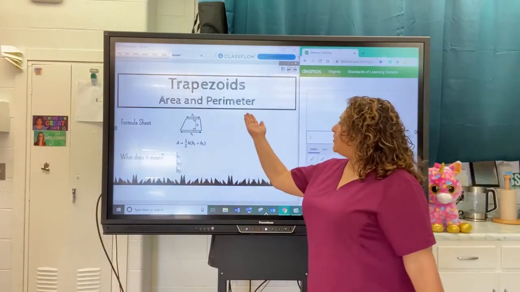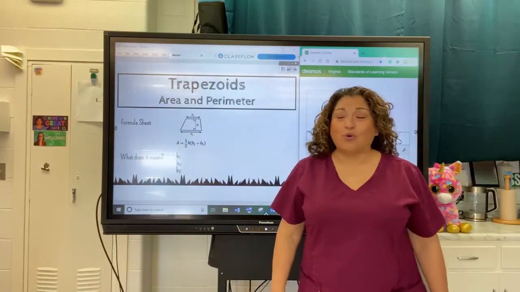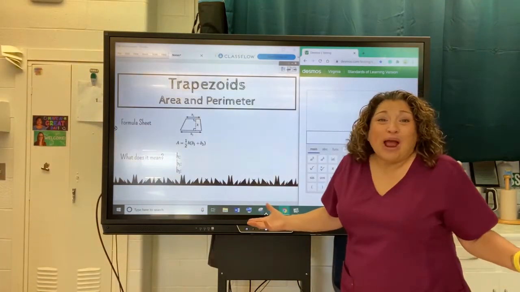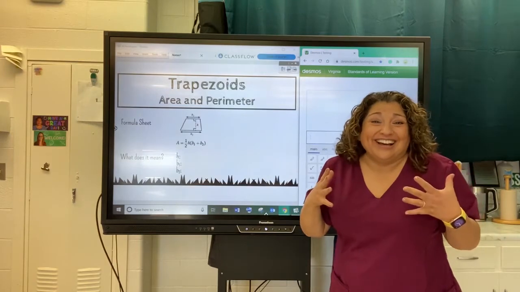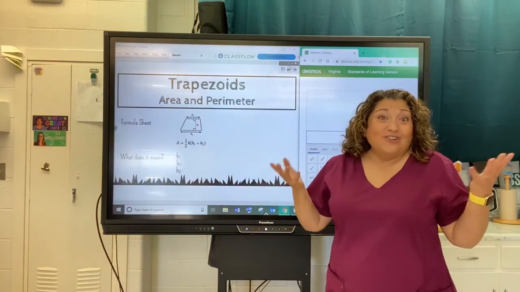About trapezoids, area, and perimeter. I love trapezoids because they're just a little crooked. Kind of like me. I like being a little crooked.